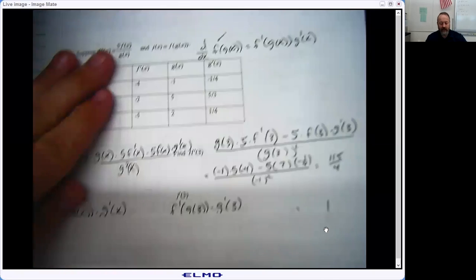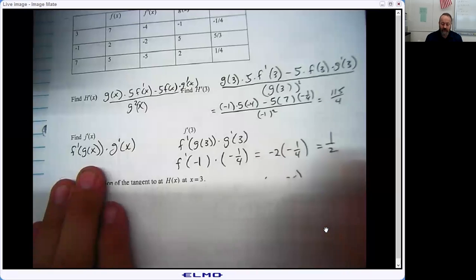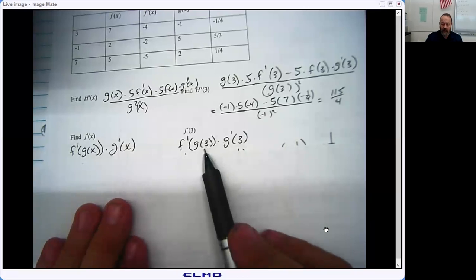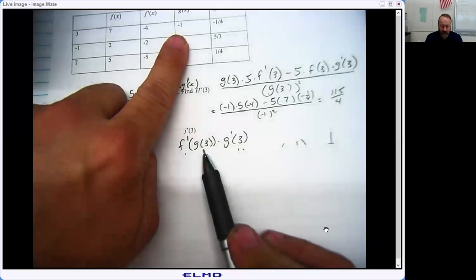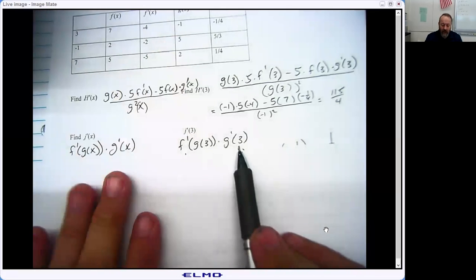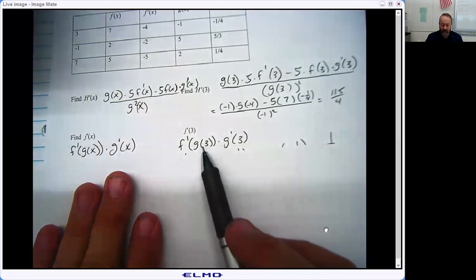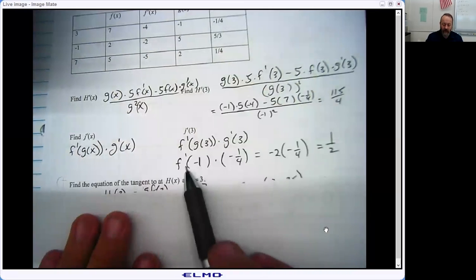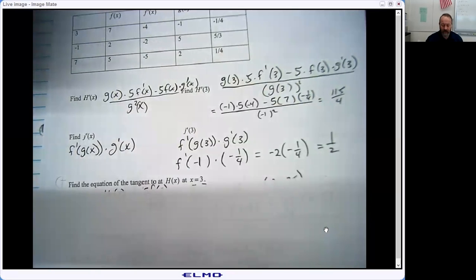So that's what I did down here. So I just wrote this out. And then, of course, if we wanted to plug in the number 3 in both places, again, g of 3 was sitting up here, and g of 3 was -1. G prime of 3 is -1/4. But unfortunately, this is f prime of g of 3. So if g of 3 is -1, I really need f prime of -1. And I got a fairly simple little number.